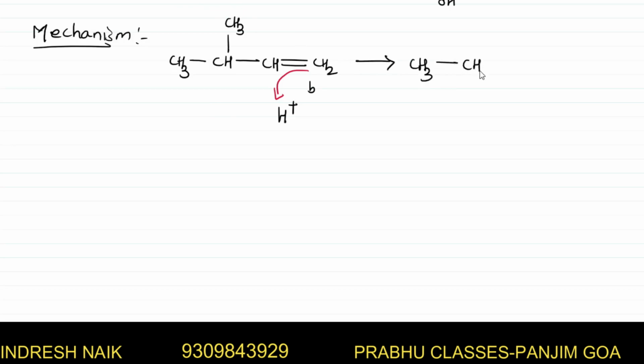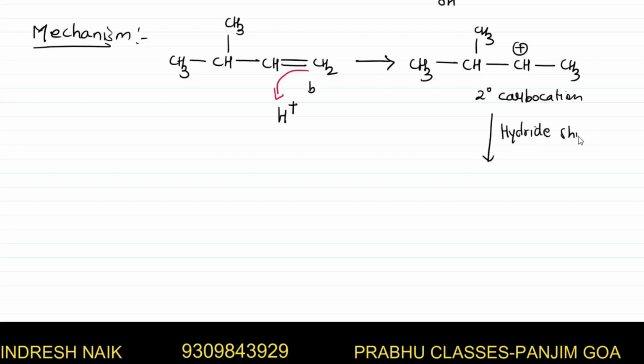I'm just showing the one. The other one is a minor, less stable. So this is CH, CH3, and this is the carbocation which is formed over here. Now this is not primary, this is a secondary carbocation. And this will do what? Hydride shift.